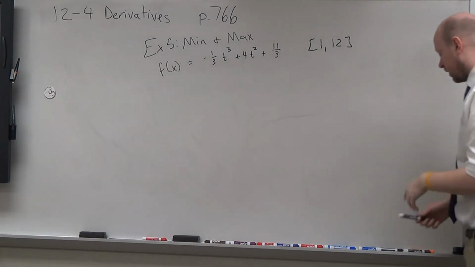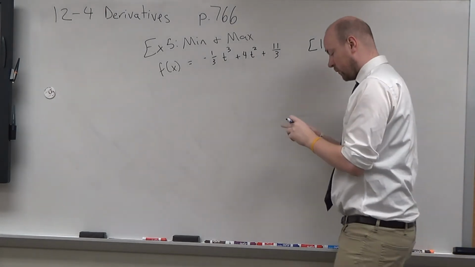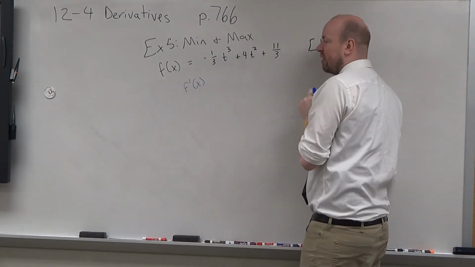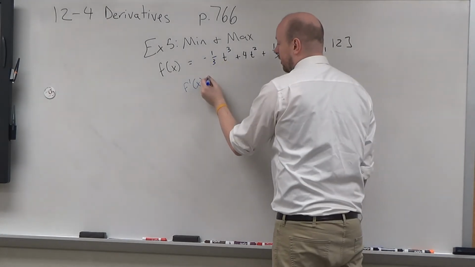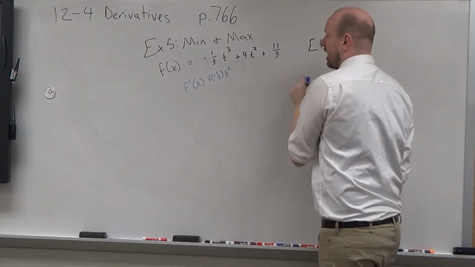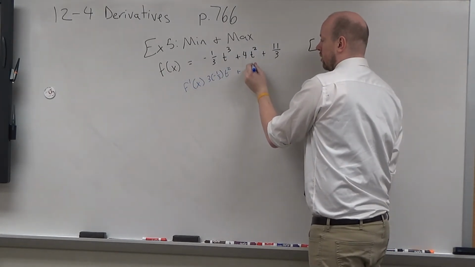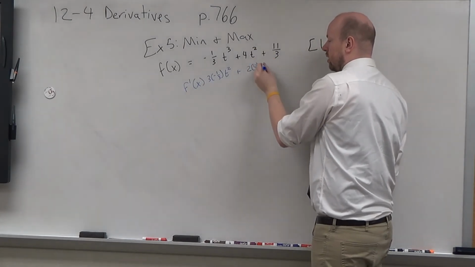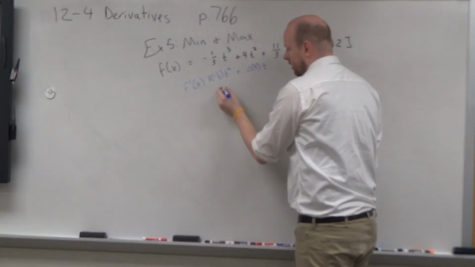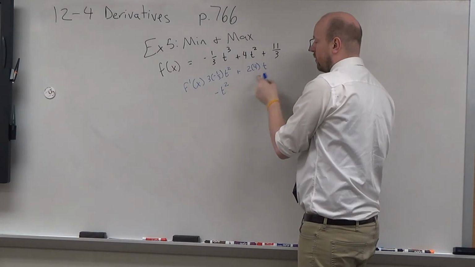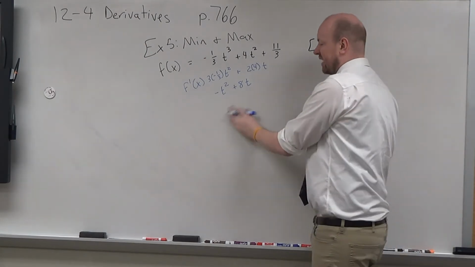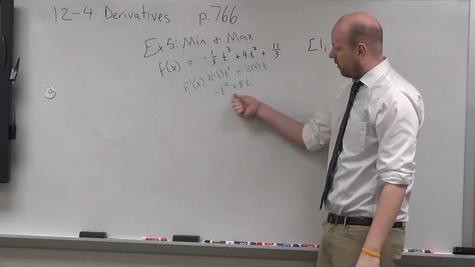Okay. So the first thing is we should probably just do the derivative. So f prime of x, we get 3 times negative 1/3, and then I get t squared. I get 2 times 4, and then I just get t, and the constant is gone. 3 times negative 1/3 is just negative 1, so I get negative t squared. 2 times 4 gives me 8t. Okay, so now I have to see if there's anything I can simplify and factor this down. Was there anything in both those values?